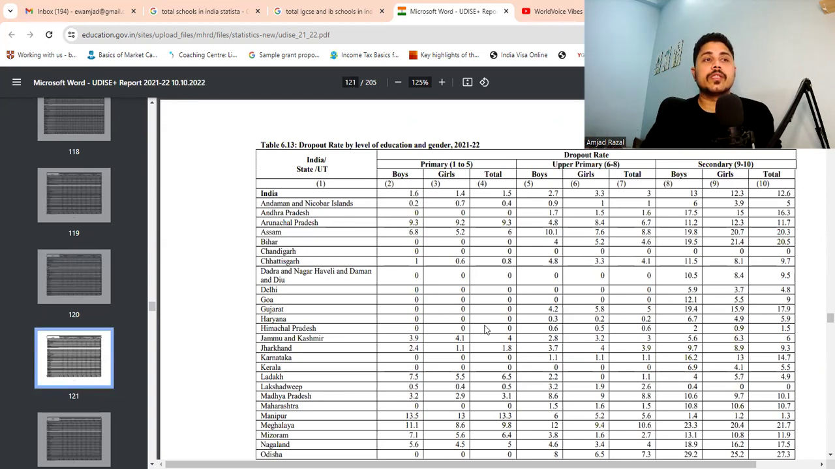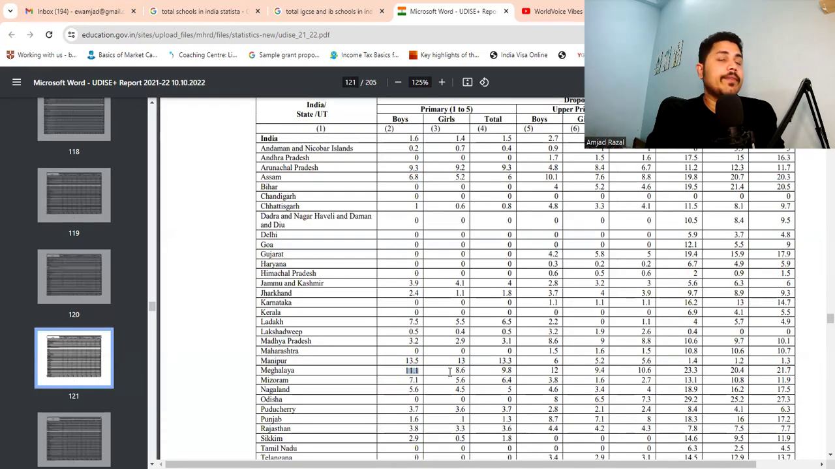Dropout rate, how many students just drop out, I mean they just leave. Arunachal Pradesh, I don't know what is happening in Arunachal Pradesh, it is 9.3, and Meghalaya 11.1.